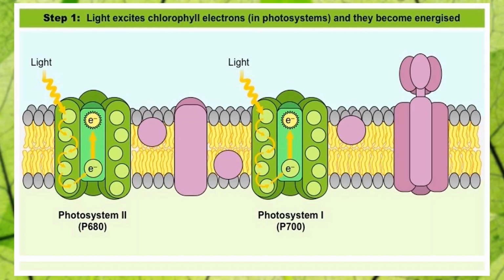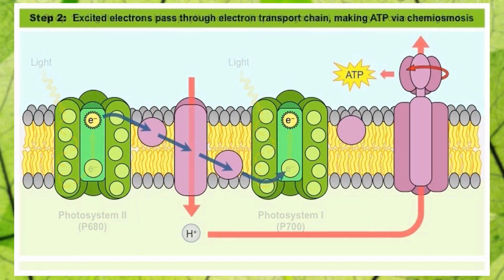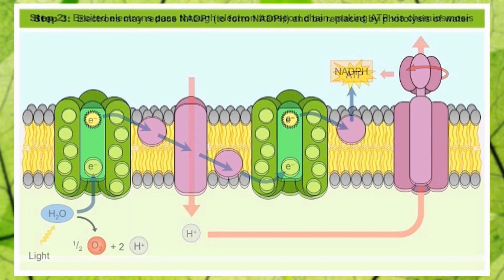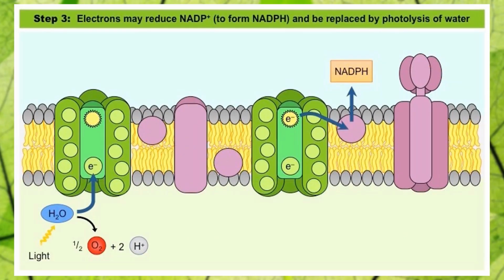The protons are returned to the stroma via ATP synthase, which uses their passage to synthesize ATP. Excited electrons from photosystem 1 are used to reduce NADP+. The electrons lost from photosystem 1 are replaced by the energized electrons from photosystem 2. The electrons lost from photosystem 2 are replaced following the photolysis of water. The products of the light-dependent reactions are used in the light-independent reactions.